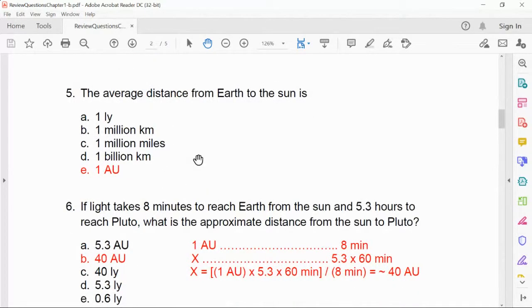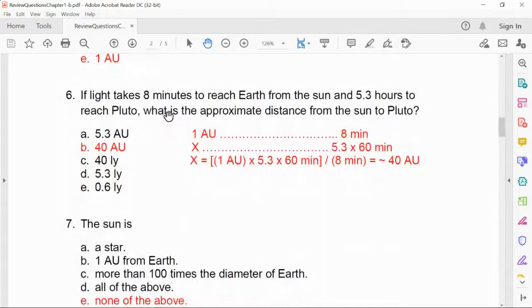The average distance from the Earth to the Sun is 1 AU, which is equivalent to 150 million kilometers. Now, this one requires a little bit of logic. We're not going to deal with math here, but we're going to do a little bit of arithmetic. If light takes 8 minutes to reach Earth from the Sun and 5.3 hours to reach Pluto, what is the approximate distance from the Sun to Pluto?